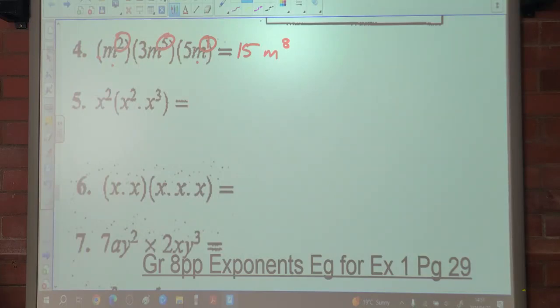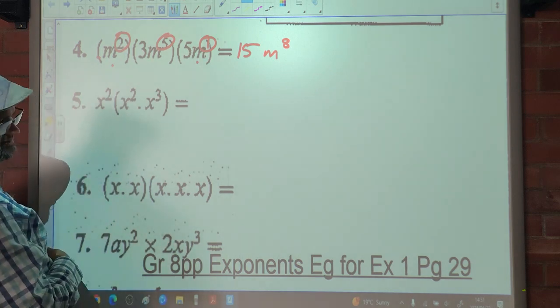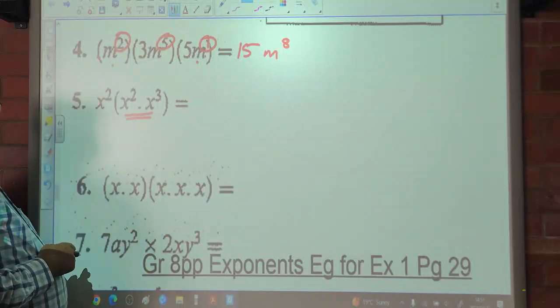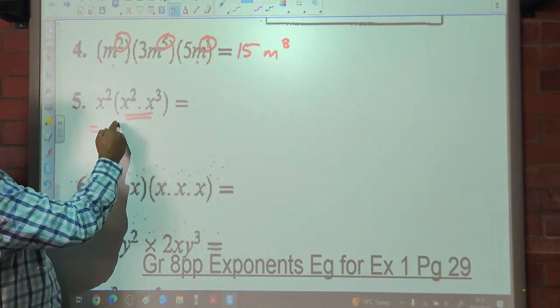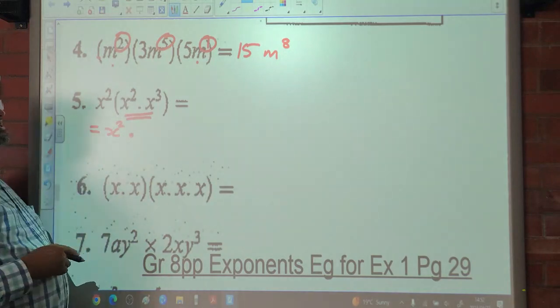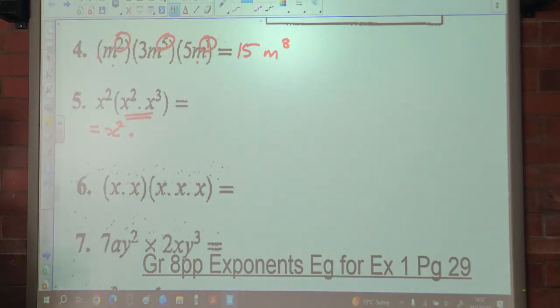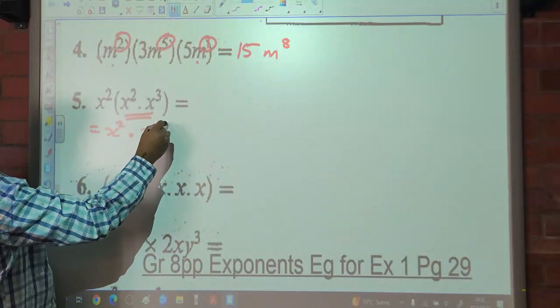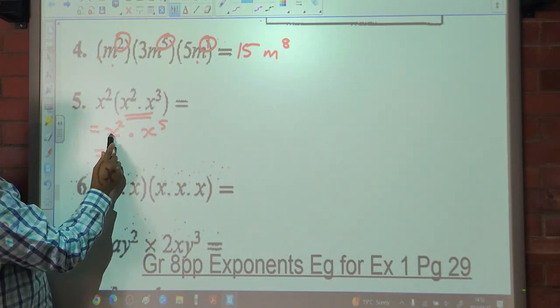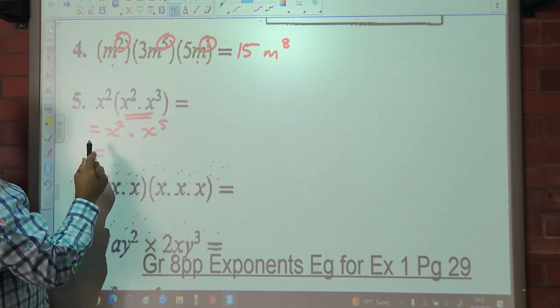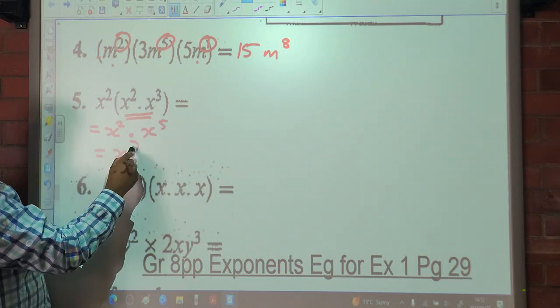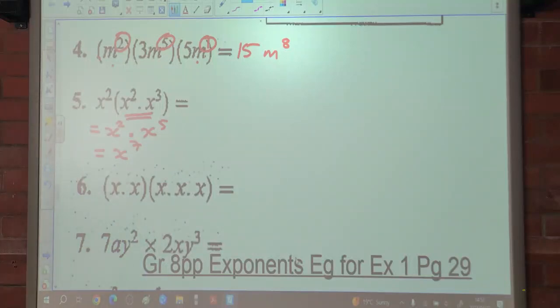The next one. What do we have to do first? The bracket must be done first. So that will simply be x squared times x cubed. What is x squared times x cubed? X to the 5. So when we multiply and bases are the same, what do you do to the exponents? You add. So this will be x to the 7. Yes, Sarah. Could I have gone straight into x7? You could have gone straight into x7 because that all means straight multiplication.